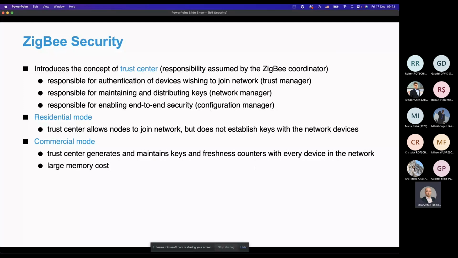Zigbee also differentiates between a residential and a commercial mode. So in residential mode, the trust center allows nodes to join the network, but it does not establish keys with the network devices. In the commercial mode, it generates and maintains keys and freshness counters with every device in the network. The disadvantage of the commercial mode is its memory cost, of course. So whenever you have these counters, you have to initialize them, you have to manage them, and the memory costs only grow with the size of the network.